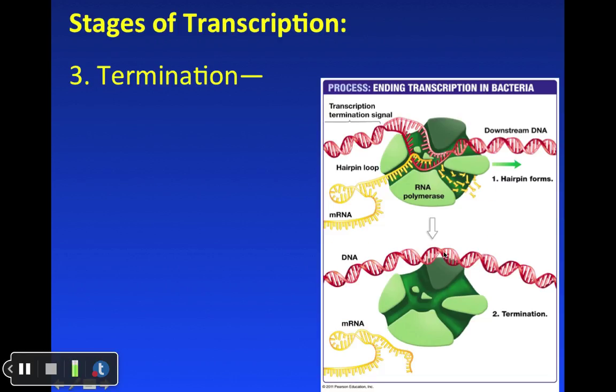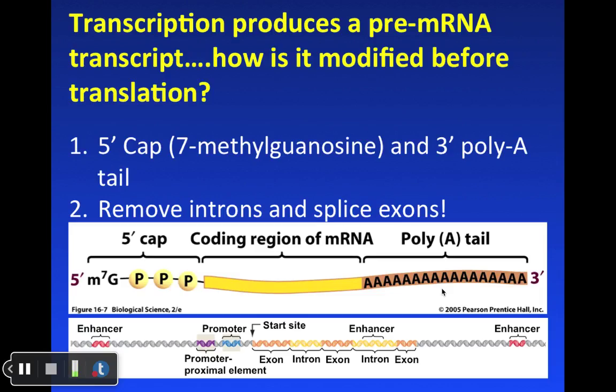And then again, eventually, when certain sequences are reached, termination occurs. Essentially, that triggers the release of the RNA polymerase, shown here in green, from the DNA molecule. And at that point, the messenger RNA is released. Initially, the messenger RNA is not mature, it's not fully functional. So we say transcription produces a pre-mRNA.